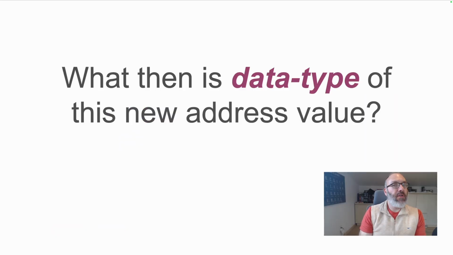Now, here's the question. I have an address and it's giving me this address, but what's the data type of this address? How am I actually going to store it? What kind of variable do I need? What do I put it into? Because if you saw, I very sneakily didn't store the value of the address. I just printed it out.